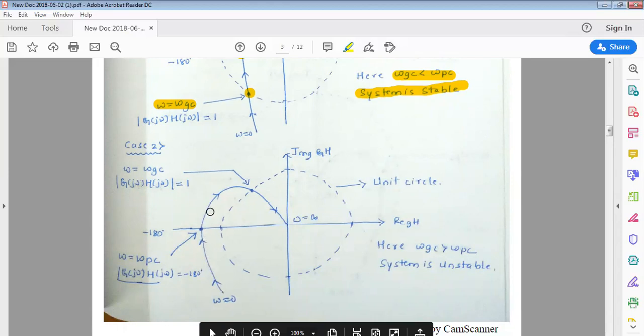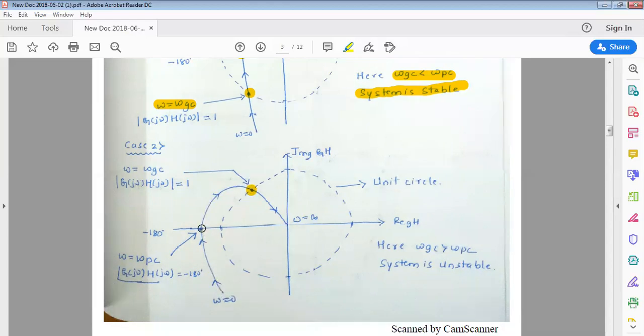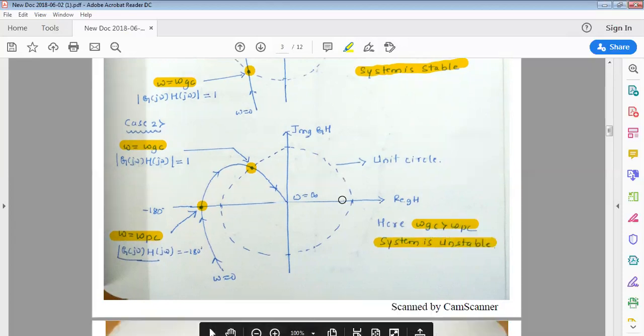Next, we will see case 2, assuming that this is again a unit circle. Assume that this is your polar plot here. For what value of omega does it cut the unit circle? Here it is, right? So for what value of omega does it cut the minus 180 degree line? This is omega PC. This is omega GC. In this case, omega GC is greater than omega PC. This kind of system is unstable, right? This is the second case.